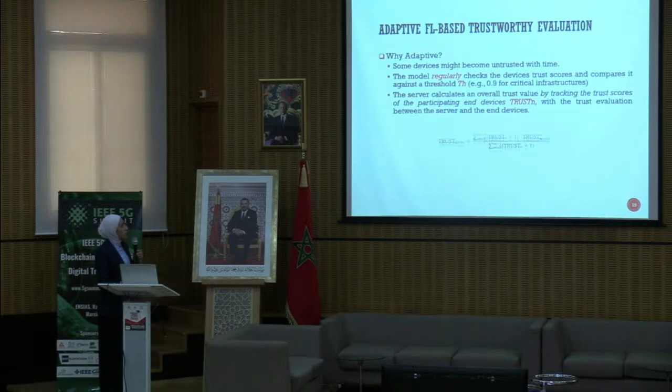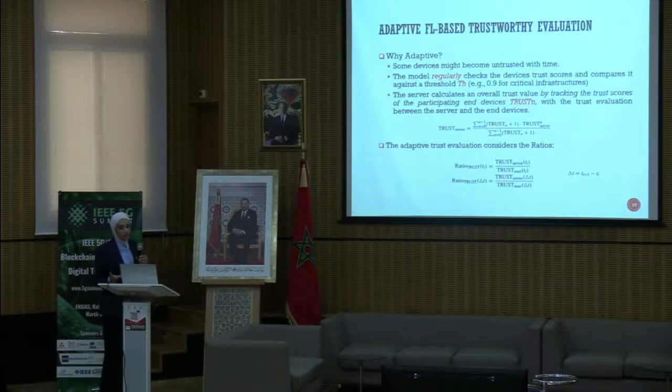This solution is an adaptive solution. Why is it adaptive? Because it regularly checks the device trust and makes sure the device is complying with the trust of the network. So let's say we are considering critical infrastructure or any critical application. Here I set the accepted trustworthiness to be 0.9 or more. In case the device is less than 0.9, it will not be considered a trusted device and will not be appended to the blockchain. So this is what I have considered here.